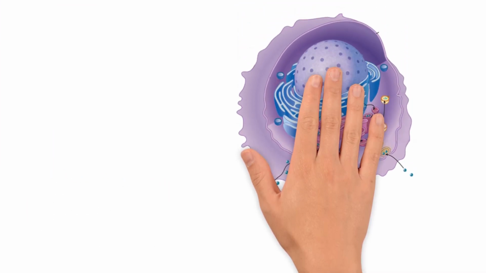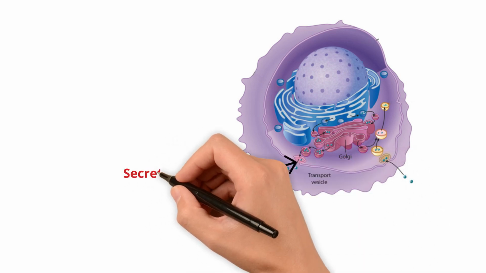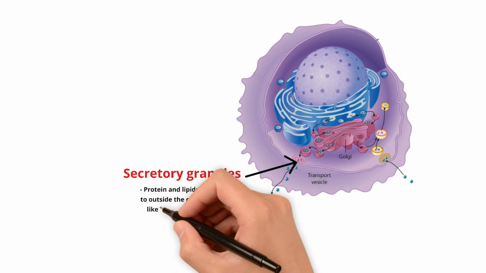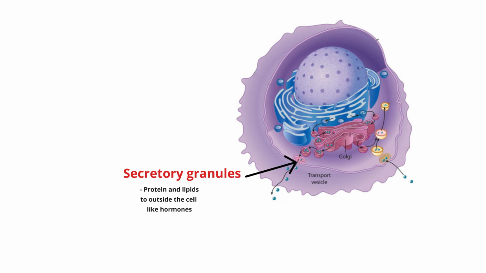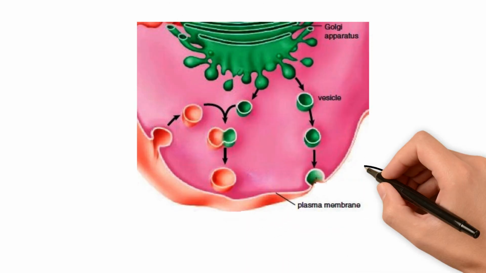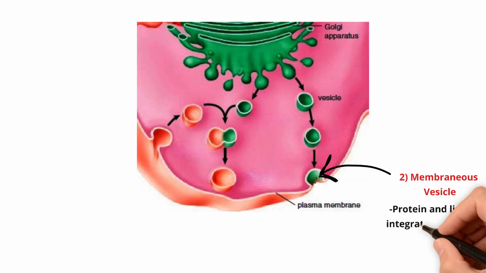In fact, the Golgi is involved in the formation of three distinct types of vesicles, each with a unique role. The first type is secretory vesicles, also known as granules, which primarily carry proteins and lipids destined for secretion out of the cell. These vesicles fuse with the cell membrane and release their contents into the extracellular space via a transport process called exocytosis. The second type of vesicle produced by the Golgi is membranous vesicles. These vesicles fuse with the cell membrane and contribute to replenishment and integrity of the cell membrane with lipids and proteins.